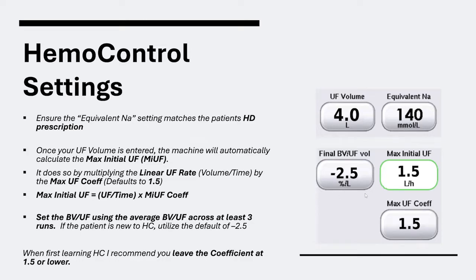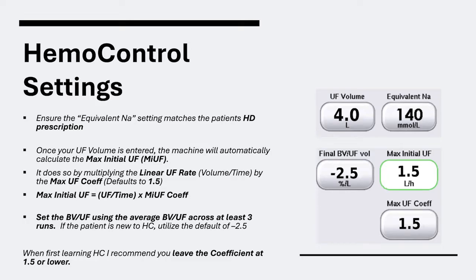So next up, you're going to set the BVUF using the average across at least 3 runs for the patient. If your patient is new to HemoControl, you can utilize the default value of minus 2.5. Just keep in mind that you will want to do your regular Q30-minute checks and ensure you're monitoring, because they're set to the default value and this is not tailored specifically to them. You will likely have to make more adjustments until you can figure out what that average should be.